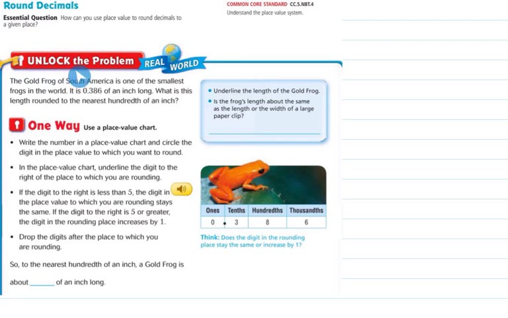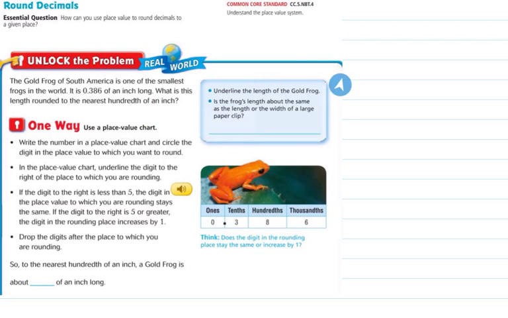So we're going to start with the unlock the problem real world. And we're going to actually talk about frogs today. So over here it says the golden frog of South America is one of the smallest frogs in the world. It is 386 thousandths of an inch long. So it's not even 1 whole inch, boys and girls. What is the length rounded to the nearest hundredth of an inch?